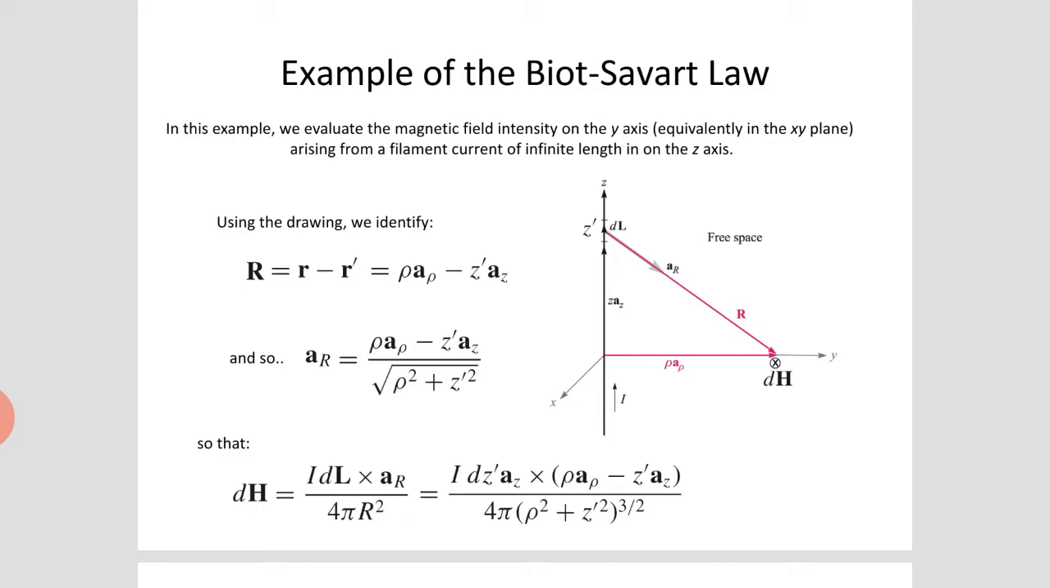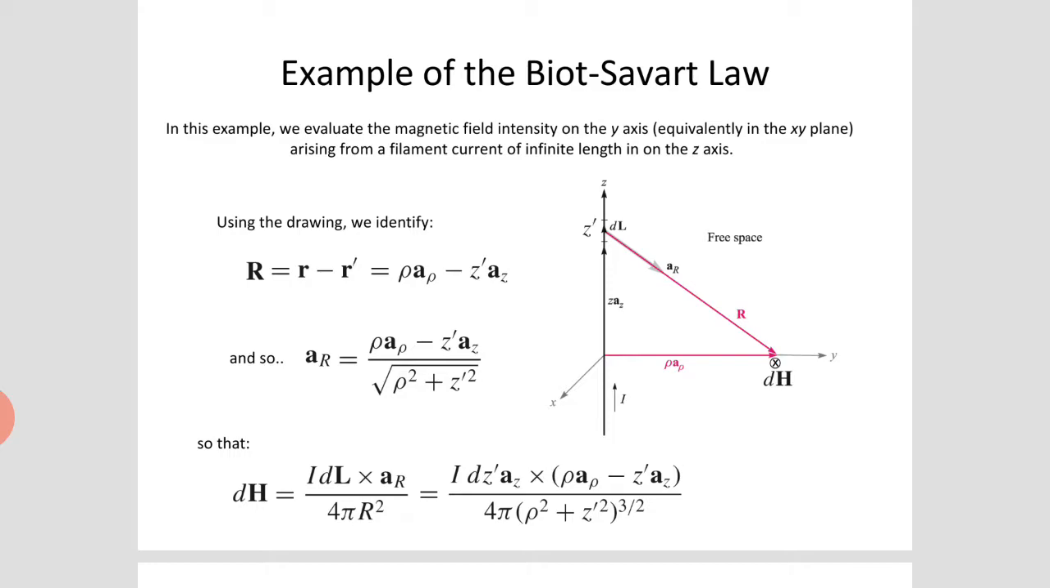So current is flowing in the z direction. We need to calculate the magnetic field intensity on the y-axis based on the filament of infinite length available on the z-axis. Using the drawing, we can identify this based on the figure you can see here.